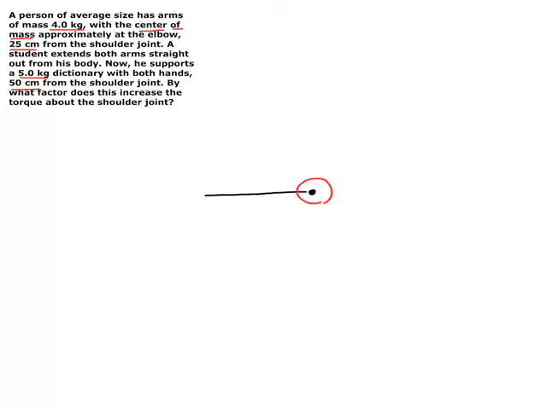There are a couple of things that contribute to the torque. One is the weight of the arm itself, and two is the weight of the dictionary. Now remember, torque is equal to a distance times the force times the sine of an angle. The two forces that we have are the weight of the arm and the weight of the dictionary. So those are going to be the values that we use for F. But we need to consider, what do we use for the distances R?